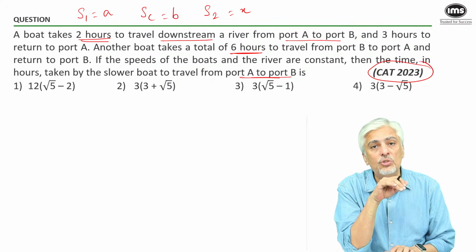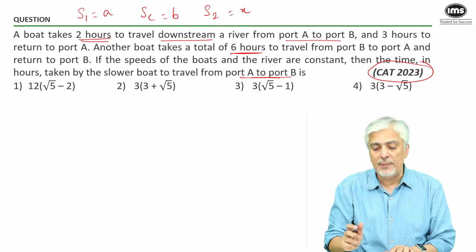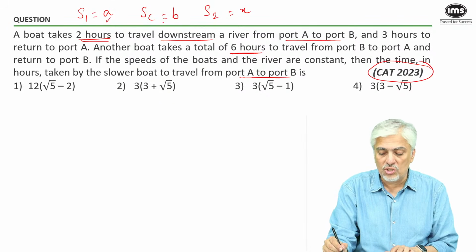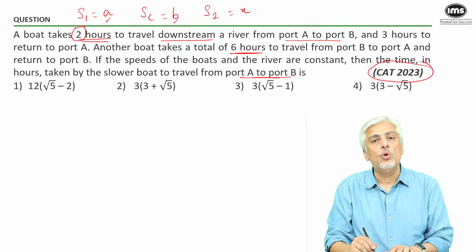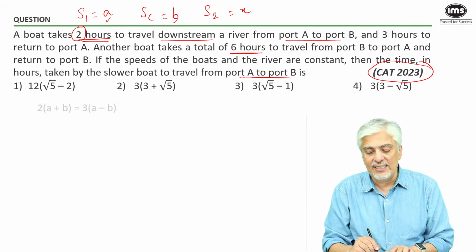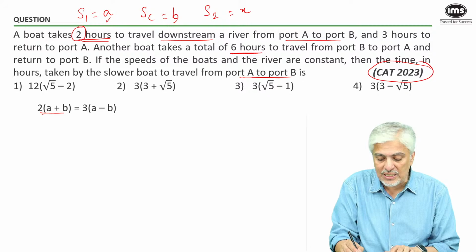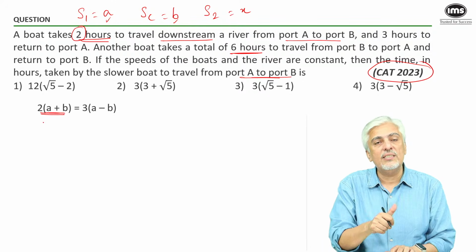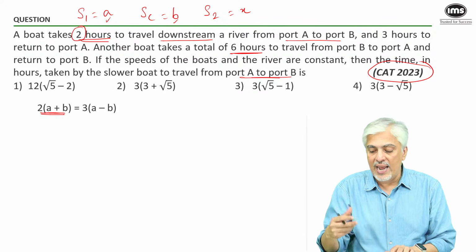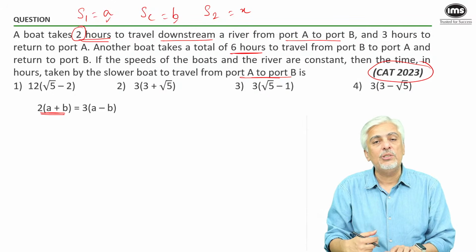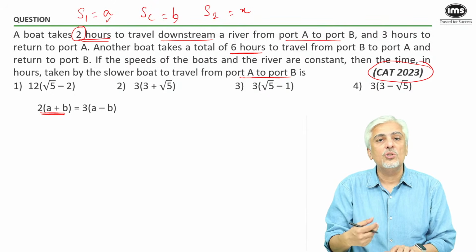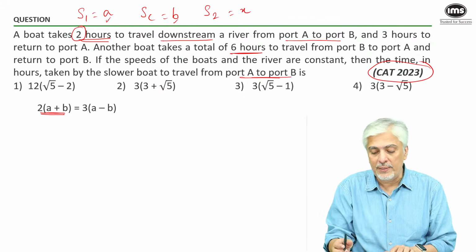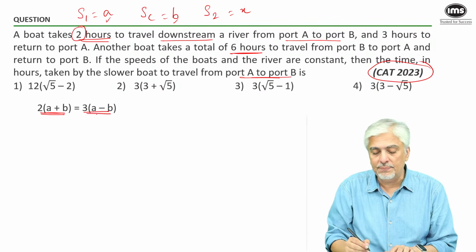So, downstream, the speed will become A plus B for the first boat. In 2 hours, it is able to do the whole distance. So, can I say 2 multiplied by A plus B will become the distance? 2 is the time, A plus B is the speed. And the same thing in the return journey is done in 3 hours, which is upstream. So, that time the speed will be A minus B. So, it will be 3 into A minus B.